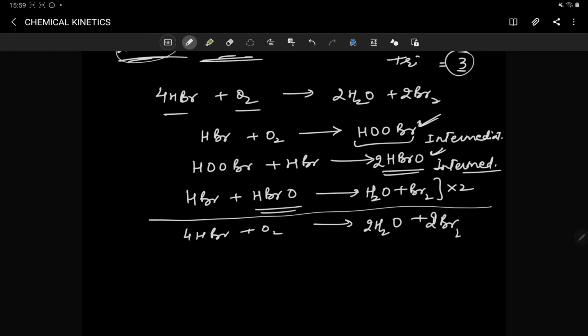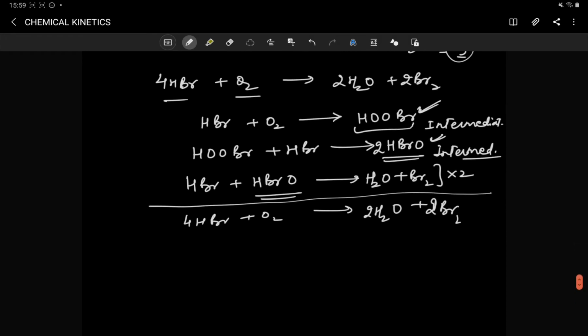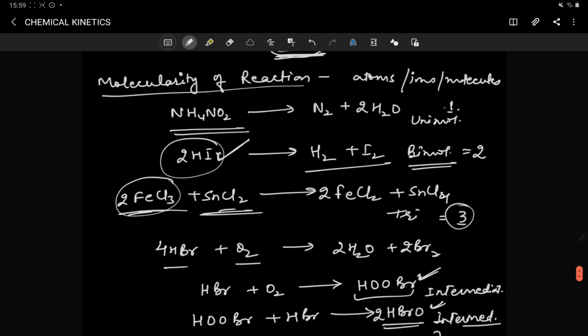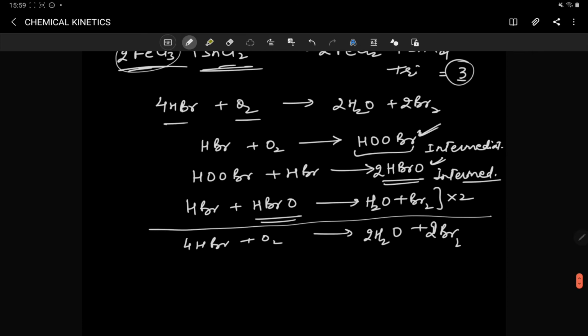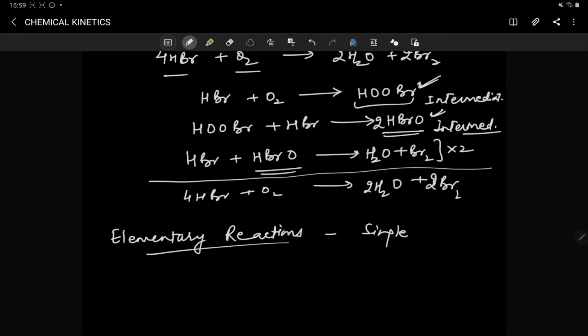The reactions which take place in a single step, like the decomposition of ammonium nitrite, which give us product directly without forming an intermediate, are called elementary reactions. If the reaction takes place in a single step with no intermediate formation, we say it is an elementary reaction.